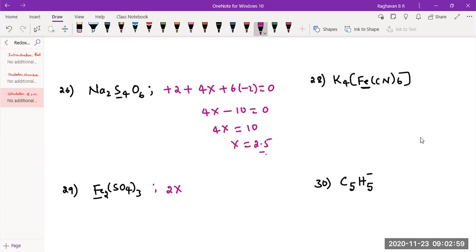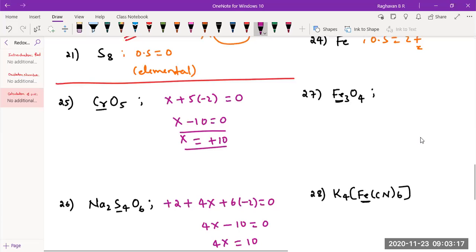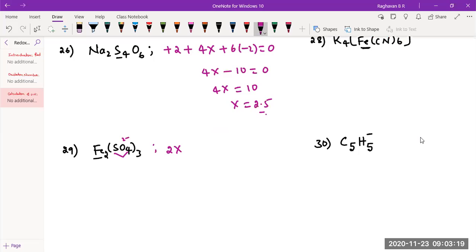Sir, 4? What is the charge on sulfate? Minus 2. Correct, no? You have to take the entire sulfate as a whole. Sulfate is minus 2. We have calculated, no? Sir, it will be plus 3 then. So 2x plus 3 into minus 2 is equal to 0, because you have to take the entire sulfate into account. So 2x is equal to plus 6. X is equal to plus 3.